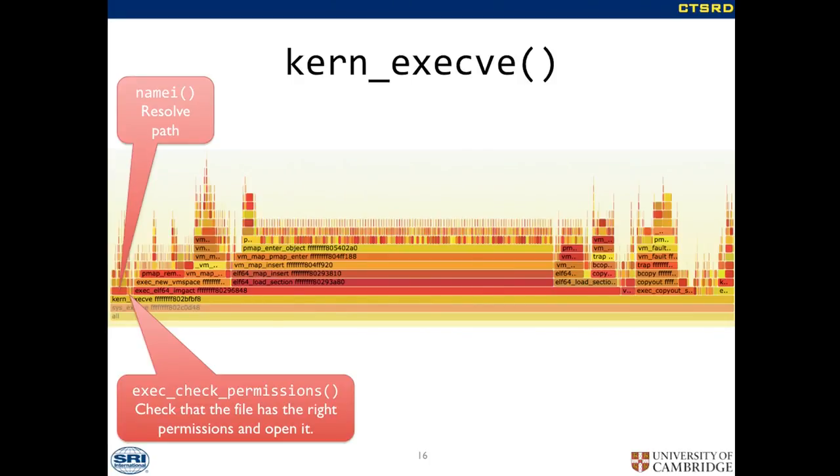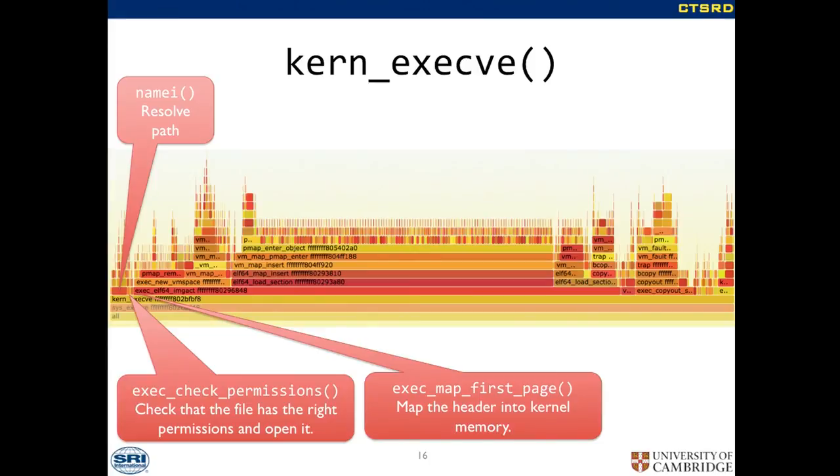Next is a little function which checks the permissions of the file, makes sure it's executable by the user who owns the process. It seems like a good thing. And as a side effect, it opens the file. Then exec_map_first_page does what you might expect. It maps the first page of the program so that it can examine the header and other things. Other image activators can look at that header and say, "Is this mine? Is this something I can run?"